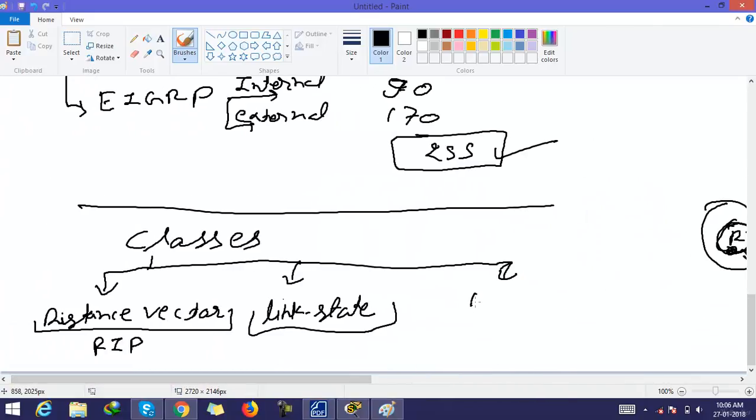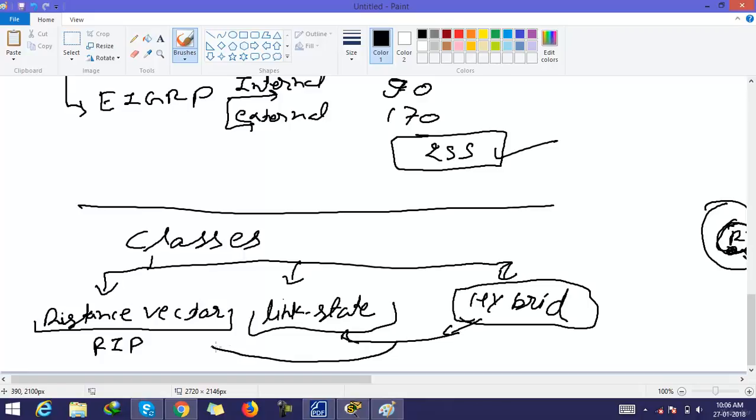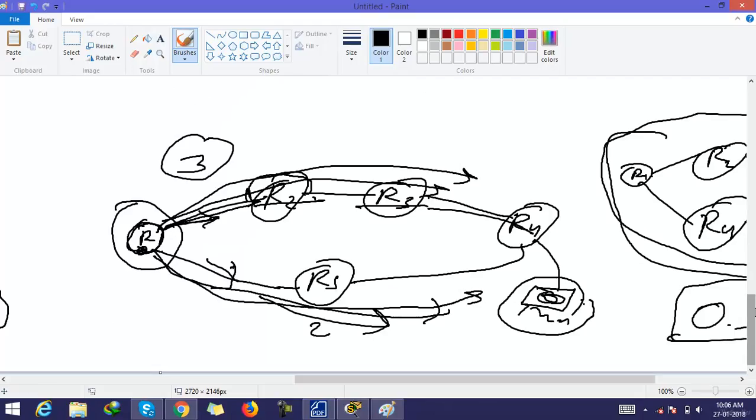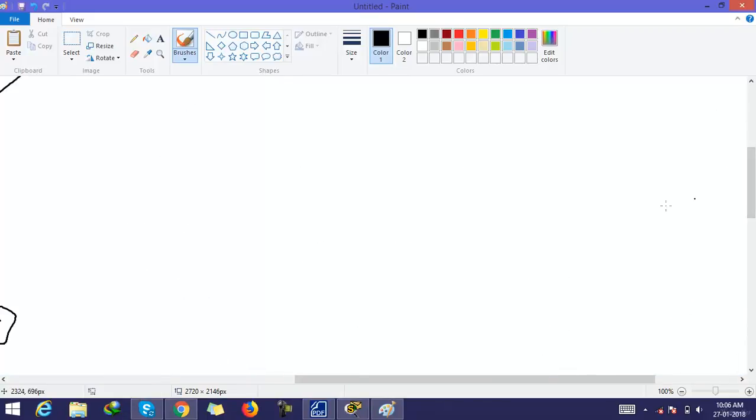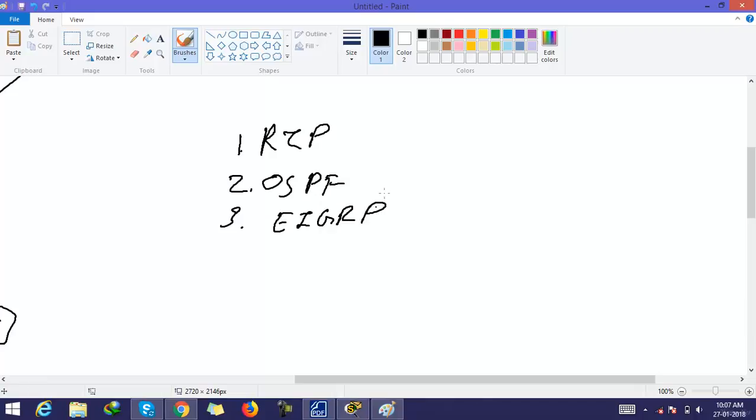The third one is hybrid. Hybrid protocols use aspects of both distance vector and link state protocols. So you can see it is a mix of link state and distance vector. We will talk about routing protocols. In CCNA, we have 3 routing protocols. The first one is RIP, the second one is OSPF, and the third one is EIGRP. We will talk about them one by one.